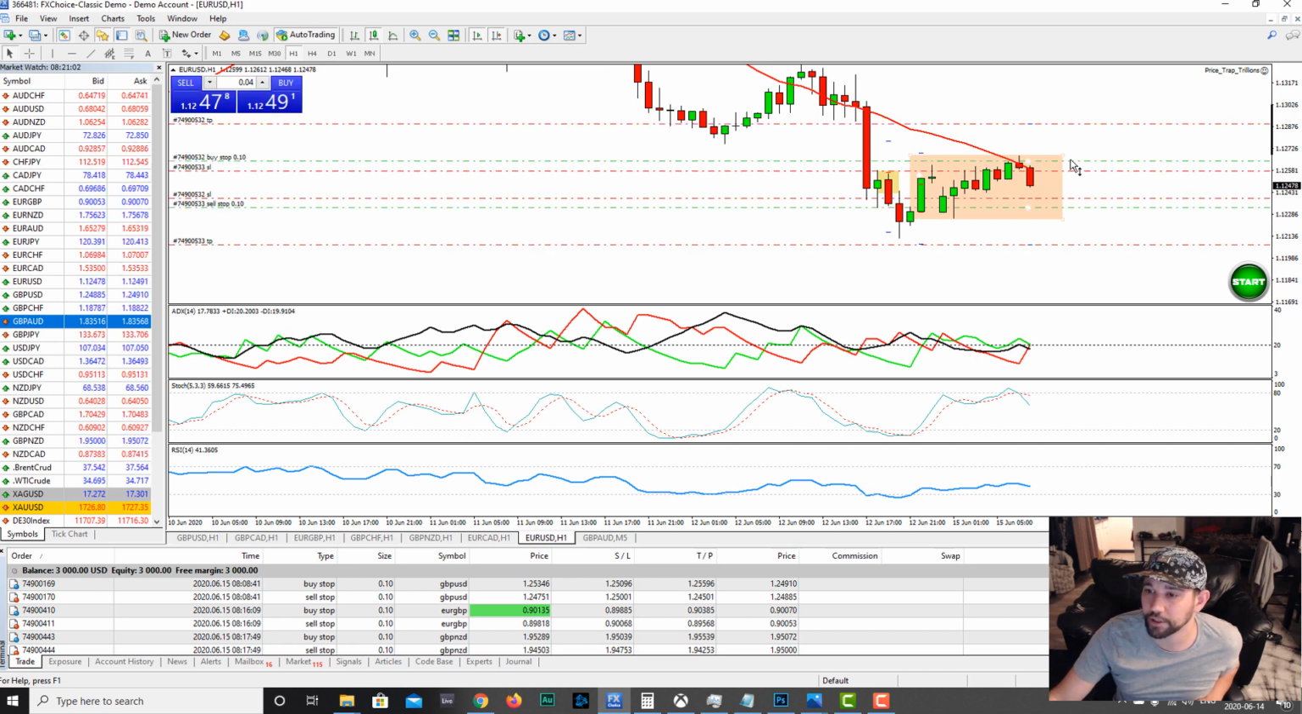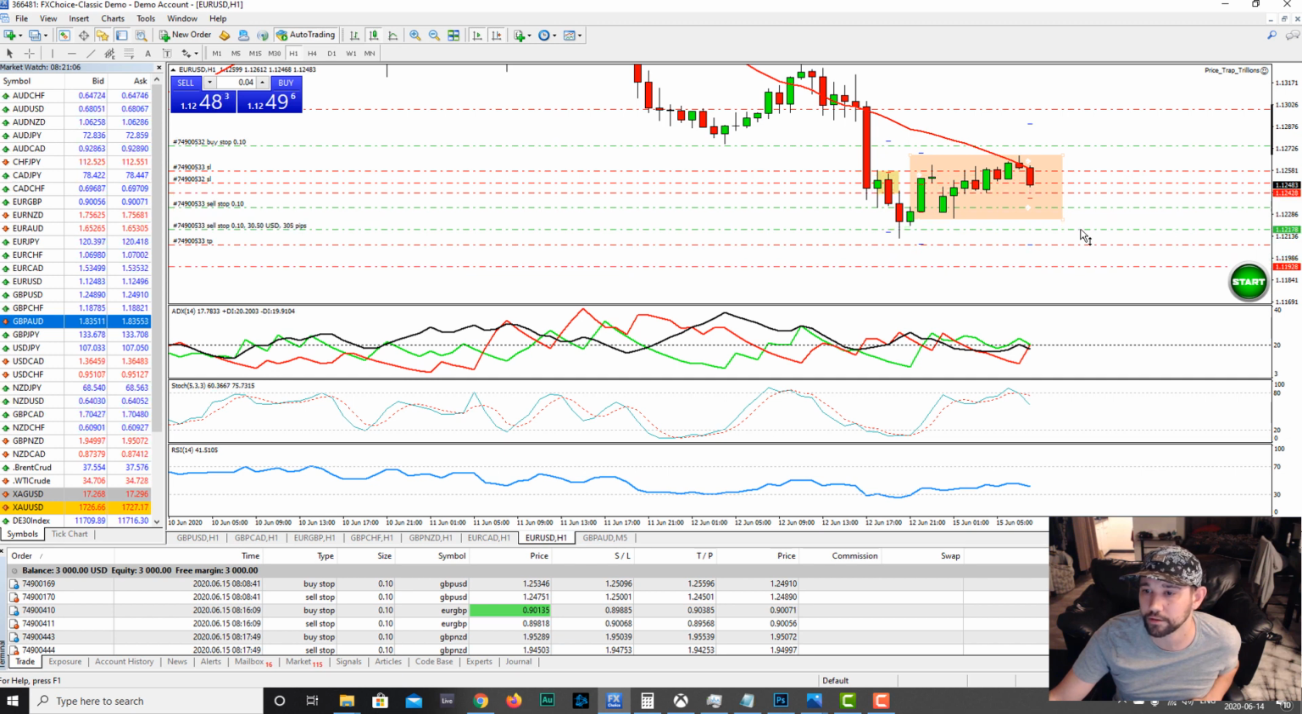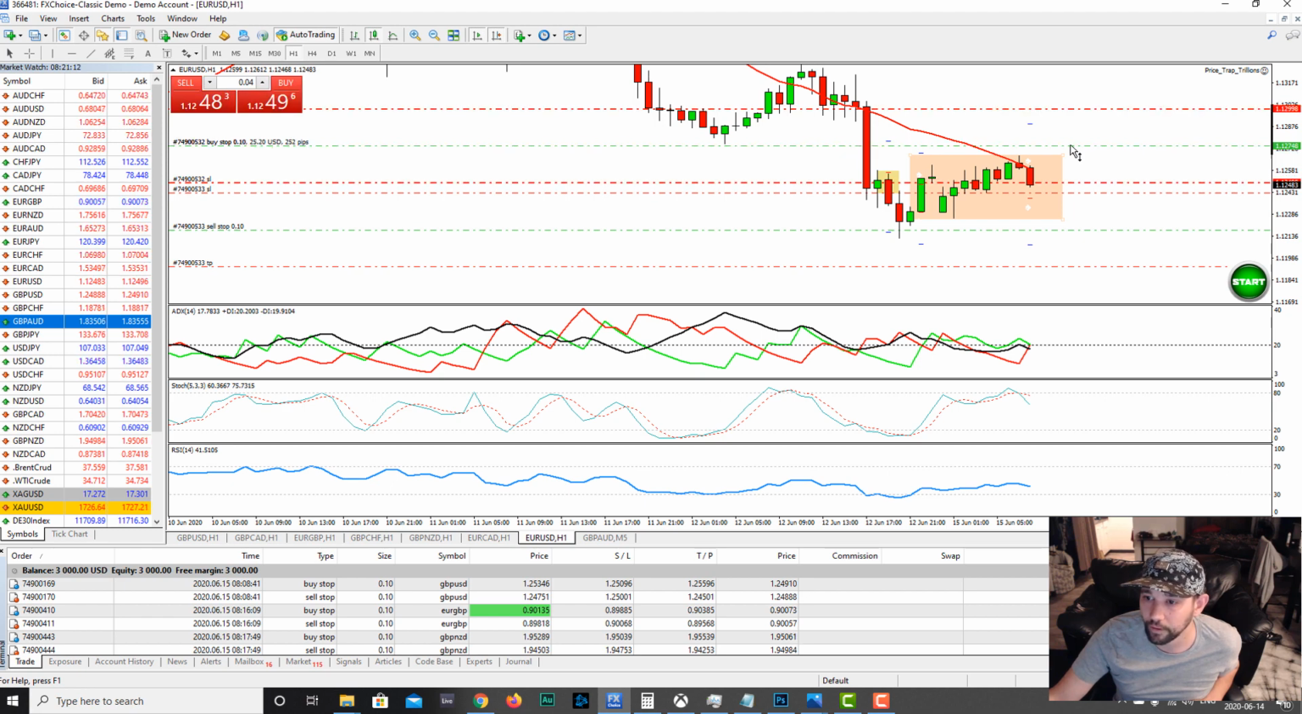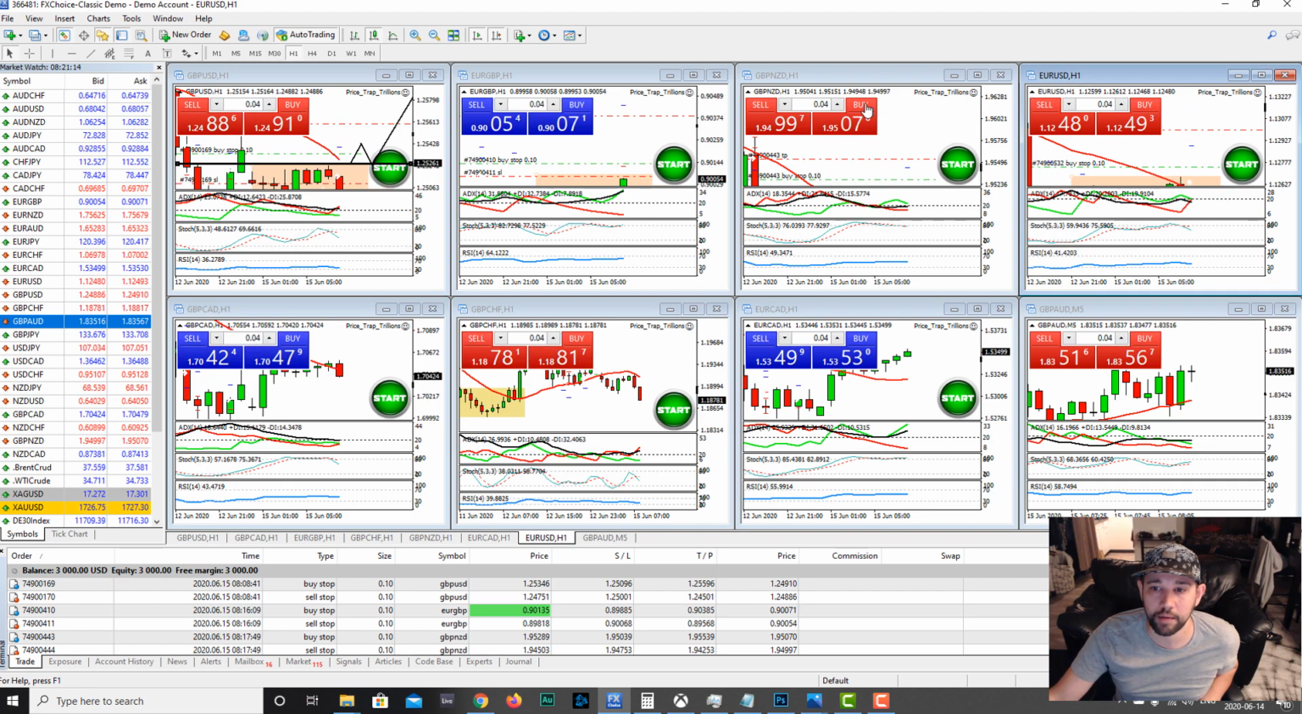Using Price Trap Trillions, instantly executing my buy stop and my sell stop. And I'm just making sure that it's 6 to 7 pips away, and I'm done. And then I'm moving on to the next one.